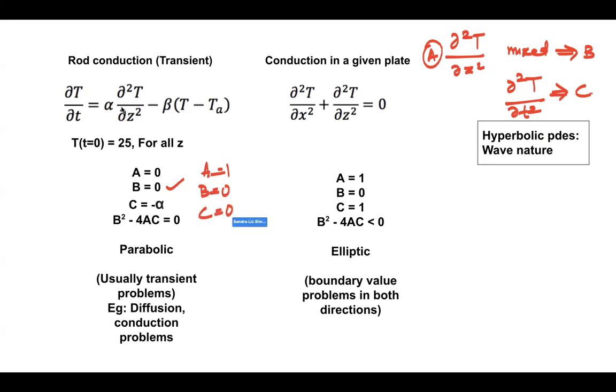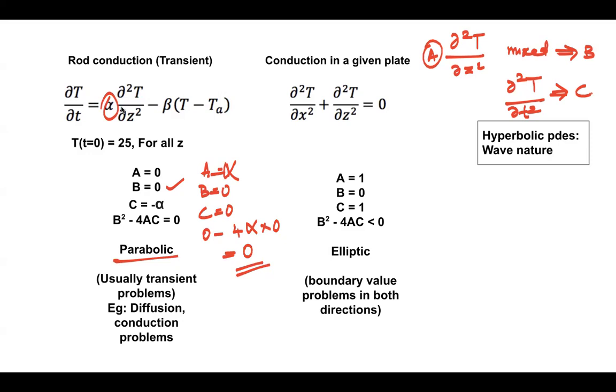Now what happened? B square minus 4AC is what? That is 0 minus 4 multiplied by 0. Sorry, A is equal to 1, right? Alpha, sorry. So the net answer is 0. So it is parabolic in nature. Even if I exchange this A and C, I'm going to get the same thing.